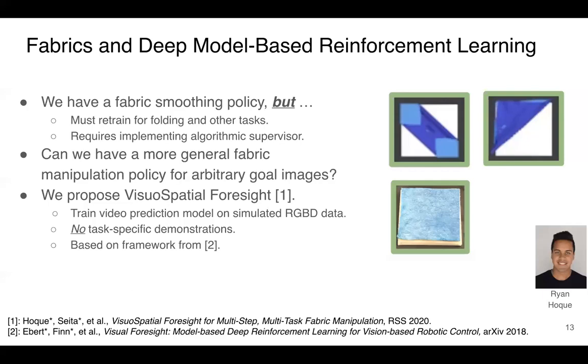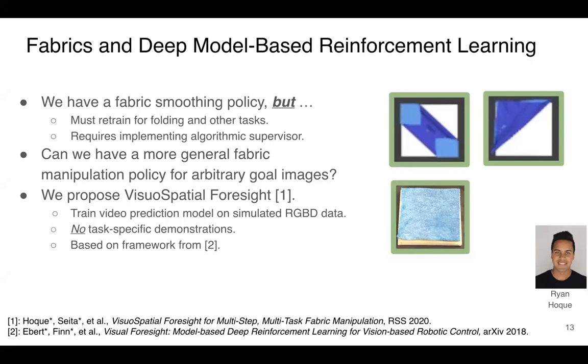All right, so that was good. We have a fabric smoothing policy, but there are some red flags here. Two obvious ones are: number 1, we trained a smoothing specialist, so we're going to have to retrain for folding and other tasks. Number 2, it requires implementing an algorithmic supervisor. And we could do that, but maybe that's harder for other tasks, and maybe it doesn't cover all the starting configurations that we want to consider.